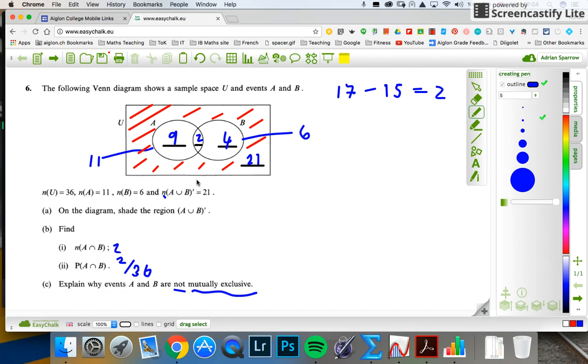But you could quite easily be in maths standard level and take biology standard level. So to explain this, it's because there is an intersection. A intersection B is equal to 2. For it to be mutually exclusive, that would have to be the null set or a 0, but it's not, okay, because there's some in between.